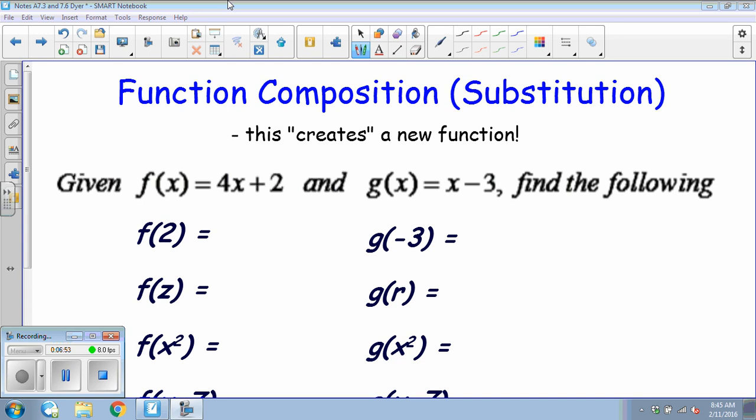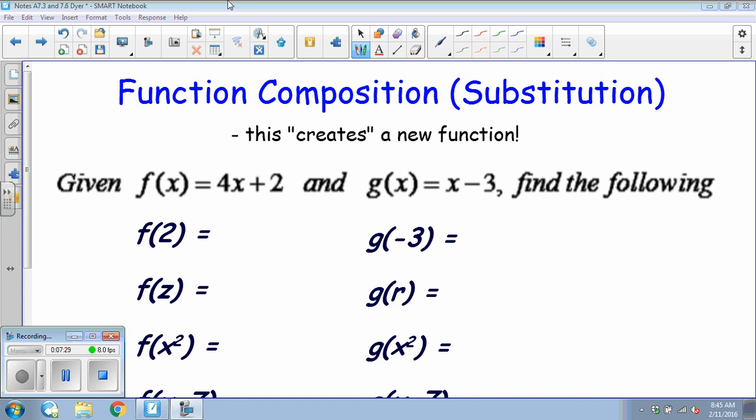I showed you how to add, subtract, multiply, and divide two functions. Now, this is called function composition. When you compose, it means you create, right? So function composition creates a new function. Now, this is one that it's easy to get confused on. So you're basically taking one function and putting it inside another function. But it's still just using substitution.